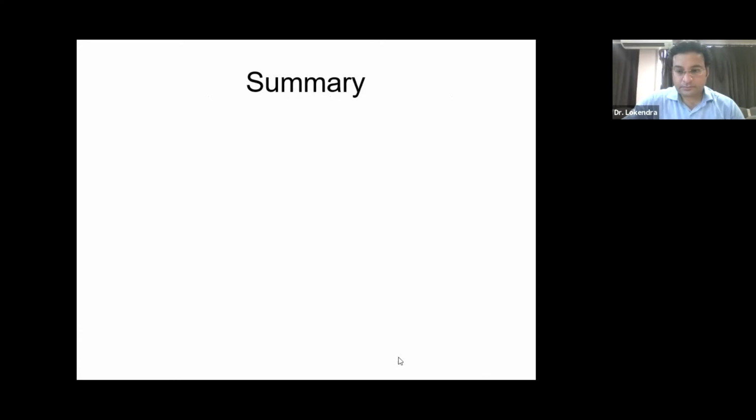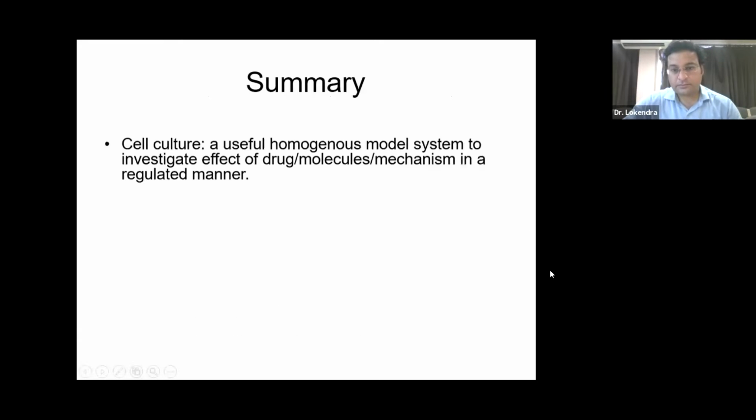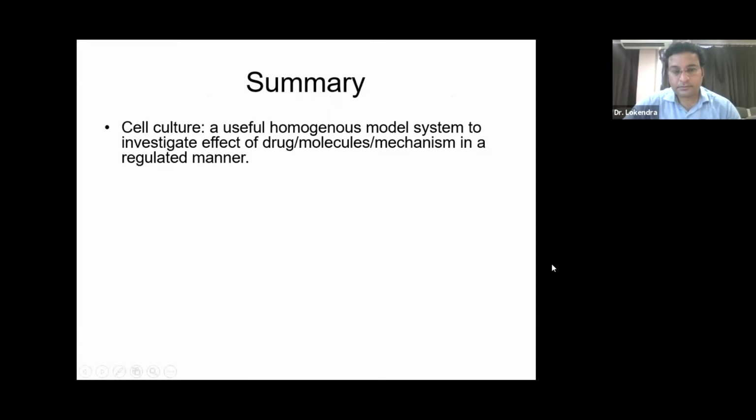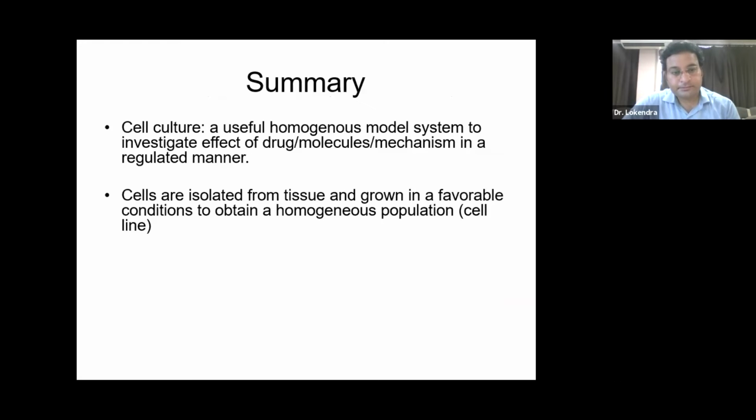To summarize what we have learned with all this information, cell cultures are very useful homogeneous model systems to investigate the effect of any research hypothesis, which may include investigating the effect of a drug, a bioactive molecule, or a cellular mechanism in a regulated manner. These cell cultures are established through isolation of cells from a tissue or an organ, from an animal or from patient samples, and grown in favorable conditions to obtain a cell lineage.